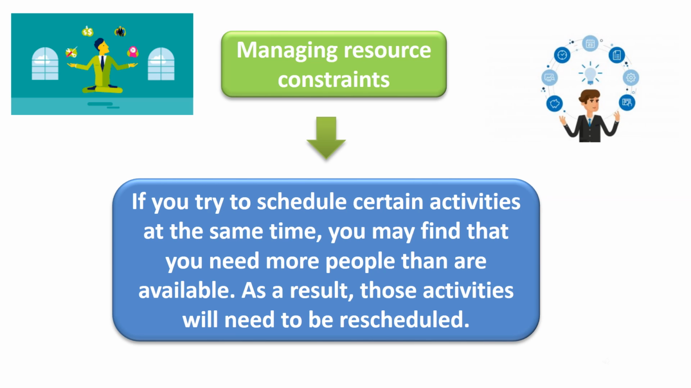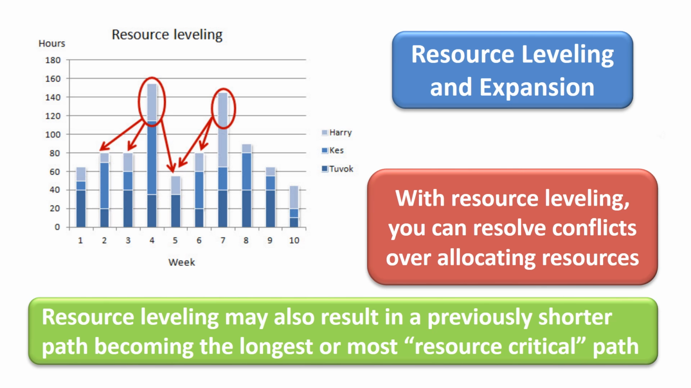As you manage your project, you may also run into resource constraint issues that could change the critical path. If you try to schedule certain activities at the same time, you may find that you need more people than are available. As a result, those activities will need to be rescheduled. Resource leveling is a process of resolving these conflicts. With resource leveling, you can resolve conflicts over allocating resources.